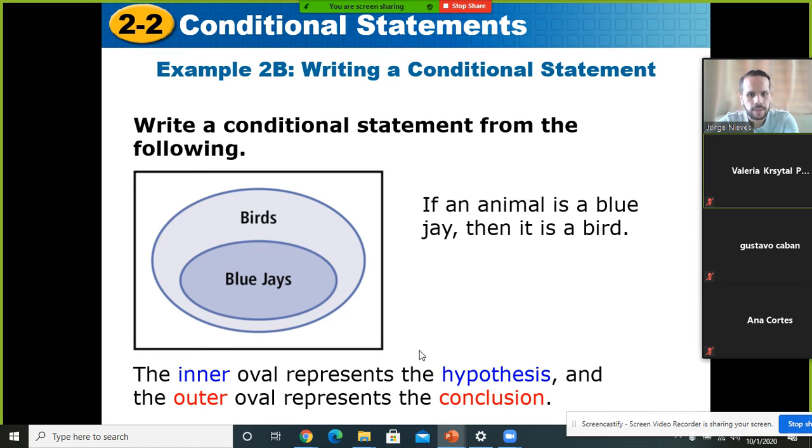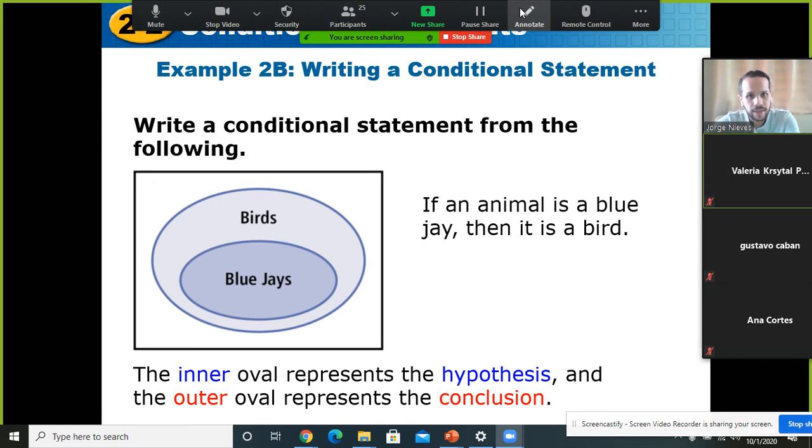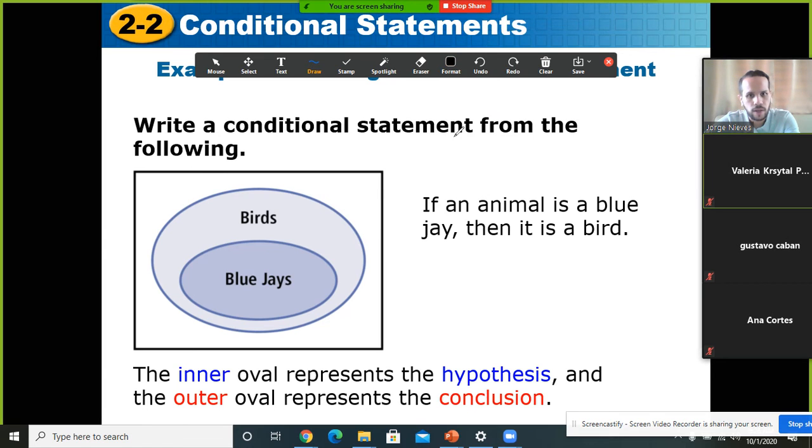Estamos trabajando con este tipo de aves, ¿verdad? If an animal is a blue jay, we're talking about blue jays. That's the hypothesis. ¿Qué hicimos? Usamos if. ¿Cuándo usamos if, mi gente? When do we use if, in the hypothesis or the conclusion? Where do we use the word if? We use it in the hypothesis. So this is the hypothesis that we wrote by looking at this diagram.